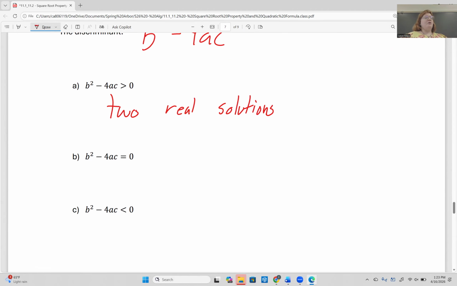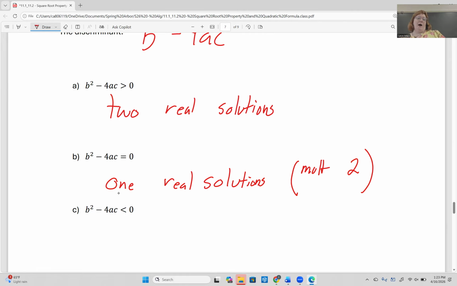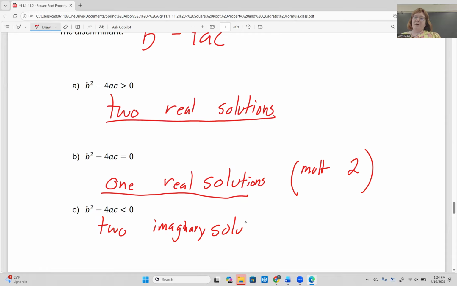When b squared minus 4ac equals 0, what's the square root of 0? 0. So I get plus or minus 0. Doesn't change anything. I get one real solution. In math wording, we would say formally there's multiplicity 2. Ultimately, questions will be how many solutions are there? We have 2 real, 1 real. And when b squared minus 4ac is less than 0, we have 2 imaginary solutions or complex solutions, because we're taking the square root of a negative. So the discriminant tells us what type of solutions.